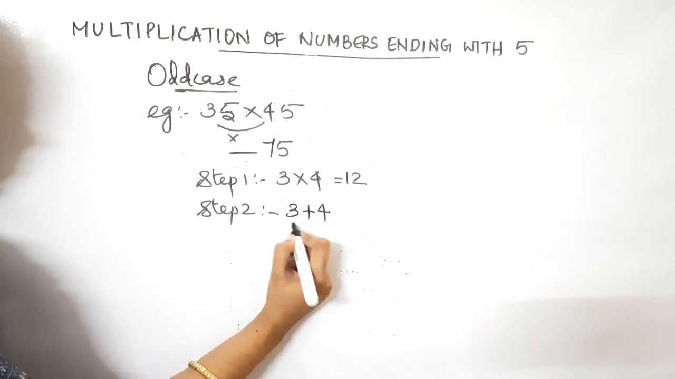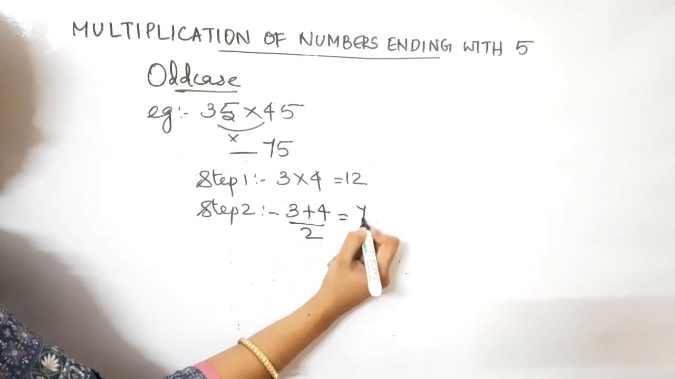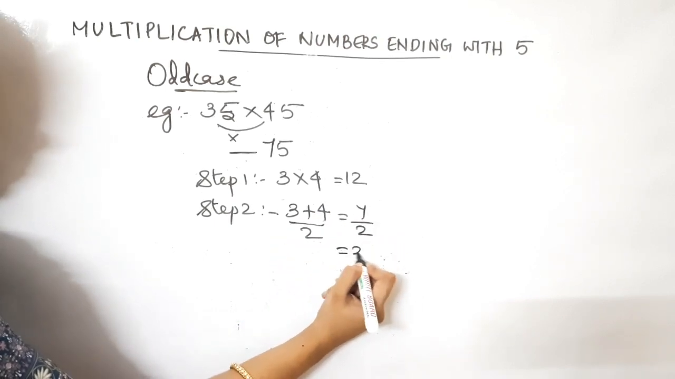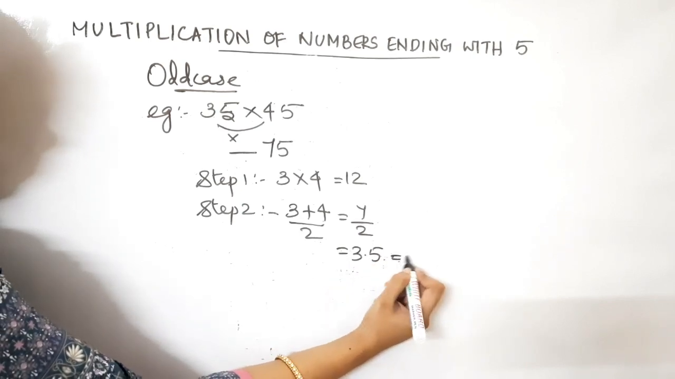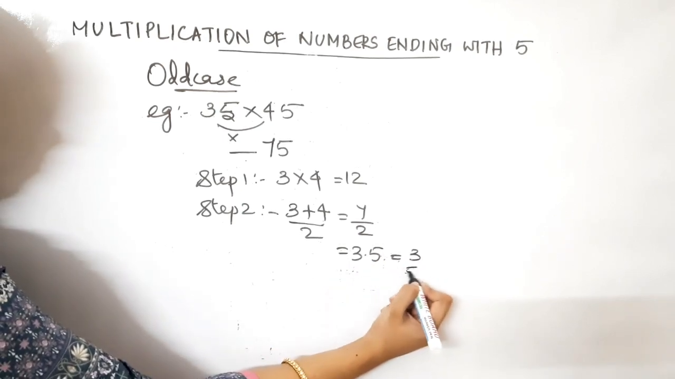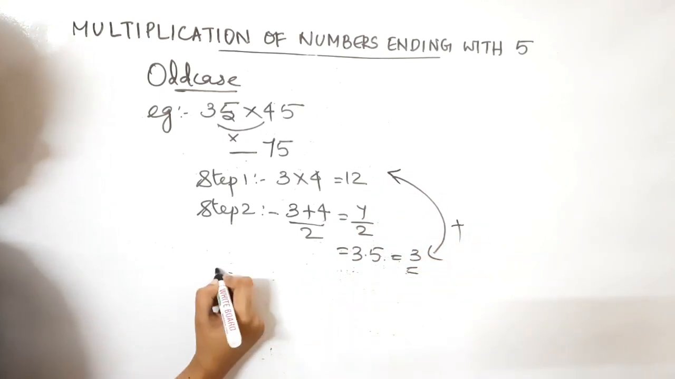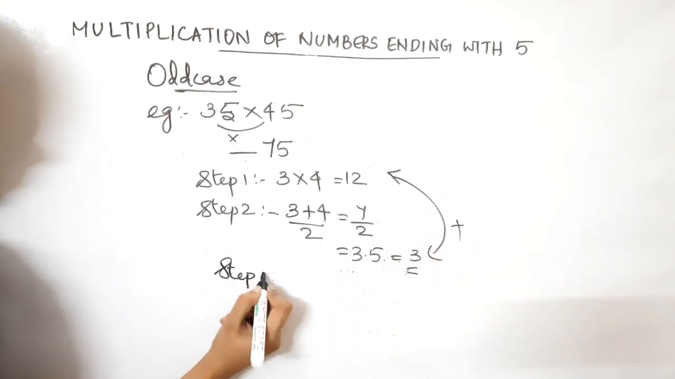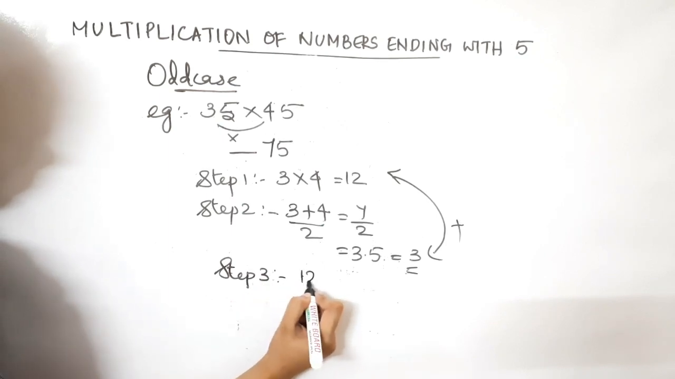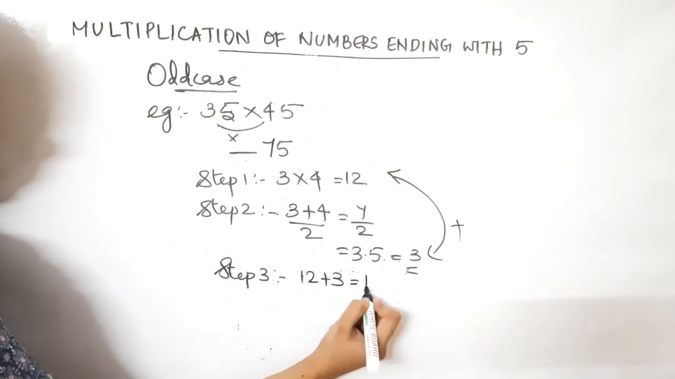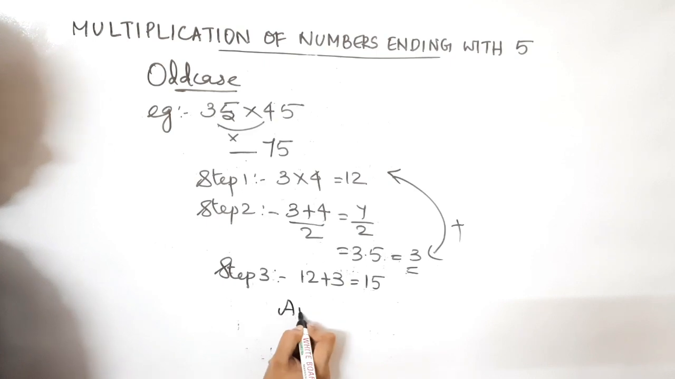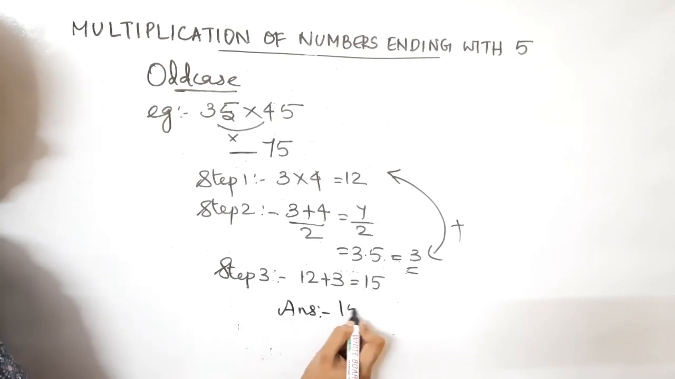So 3 plus 4 by 2, that is 7 by 2, we get 3.5. We can round it off to 3. Now step 3 is to add 12 and 3. In step 3, we'll add 12 plus 3, which is equal to 15. Therefore, the answer is 1575.